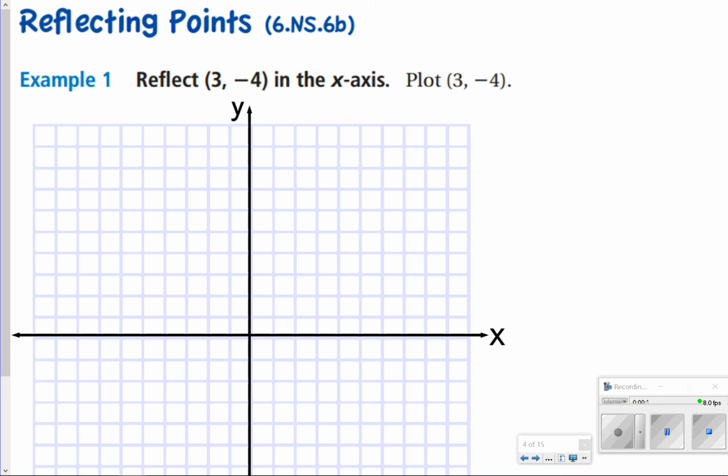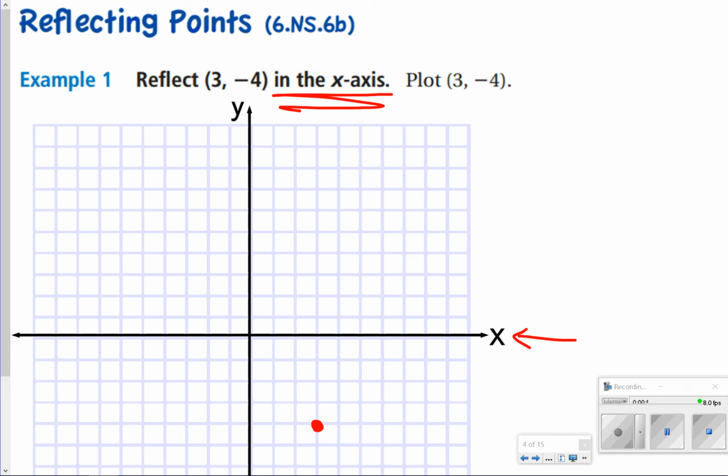The first thing I'm going to show you is how to reflect a point on the x-axis and the y-axis. This first one says reflect the point 3, -4 on the x-axis. Before we can reflect it, we're going to plot it. So 3, -4 is going to be to the right 3, 1, 2, 3, and down 4. 1, 2, 3, 4. Okay?